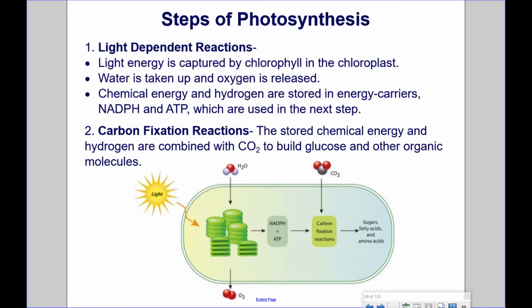Steps of photosynthesis. 1. Light-dependent reactions. Light energy is captured by chlorophyll in the chloroplasts. Water is taken up and oxygen is released. Chemical energy and hydrogen are stored in energy carriers, NADPH and ATP, which are used in the next step.